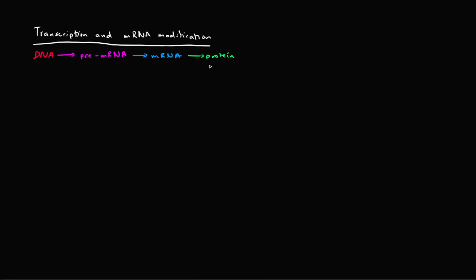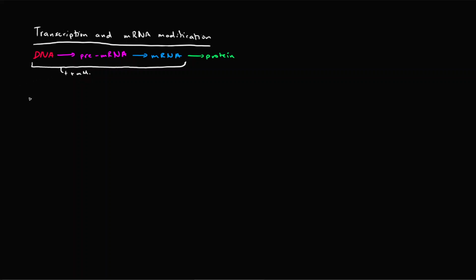In today's video, covering transcription and mRNA modification, we're going to be going over the process of DNA getting converted into pre-mRNA in what is specifically known as transcription, and finally pre-mRNA getting turned into mRNA, what happens in mRNA modification. So we can abbreviate this to transcription and mRNA modification. So how exactly does this all work?